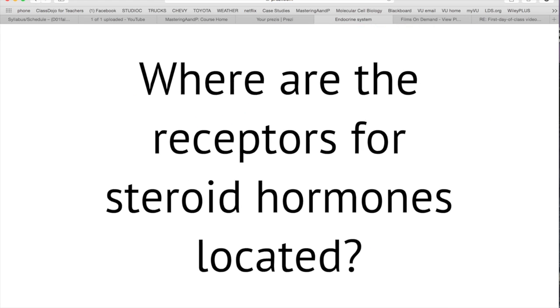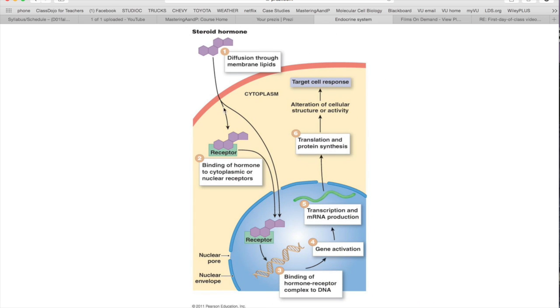The receptors for steroid hormones, since they're lipophilic, will be inside the cell, maybe even in the nucleus.